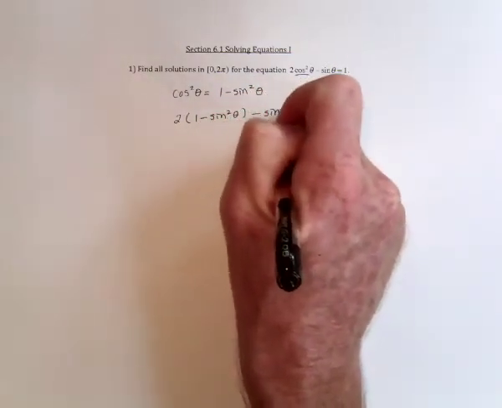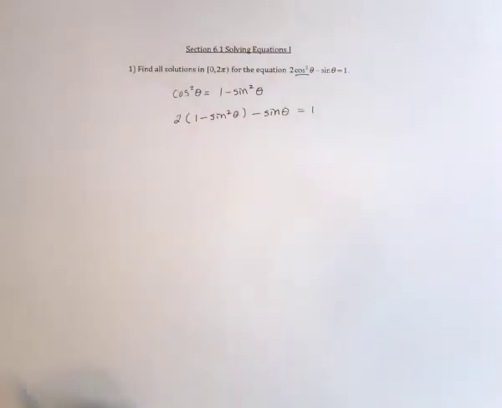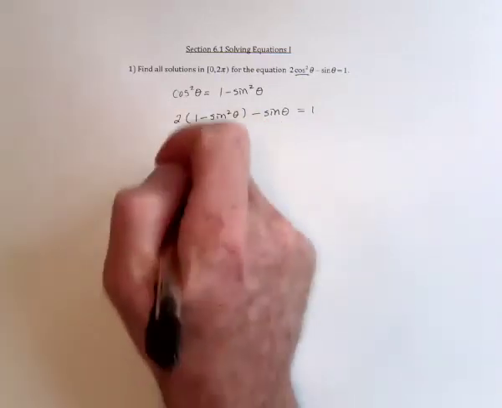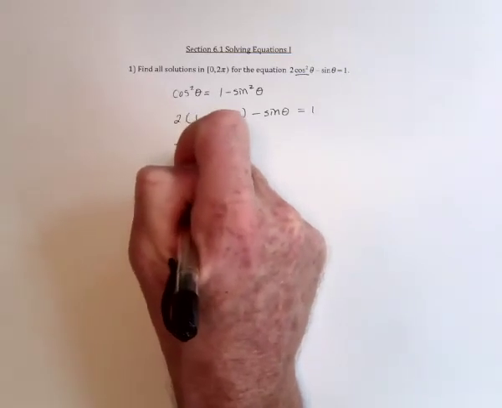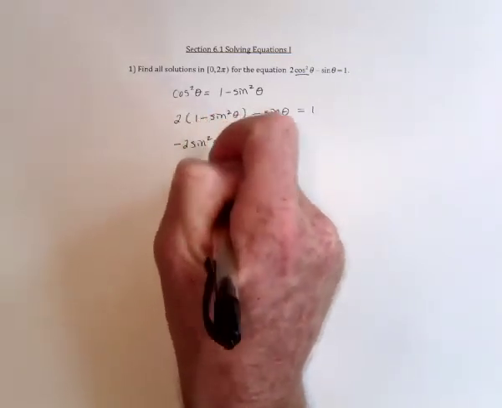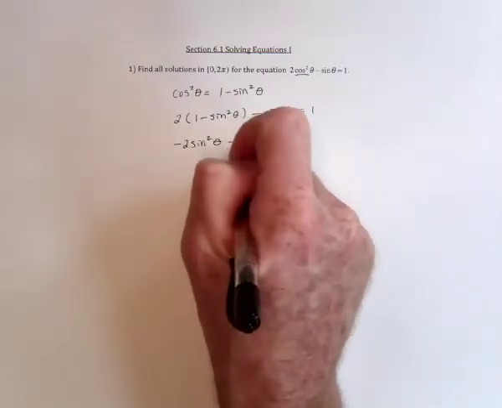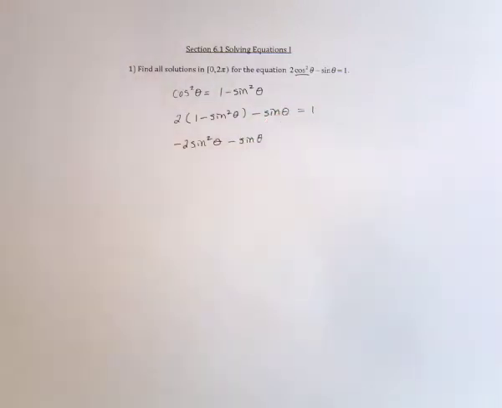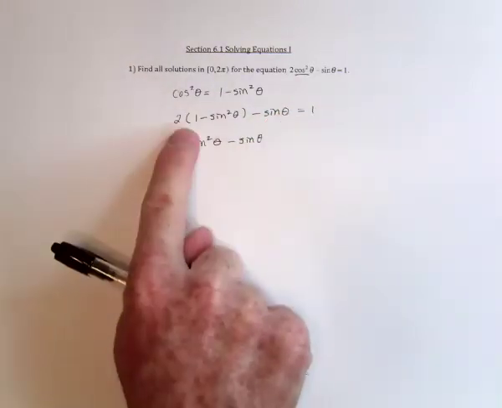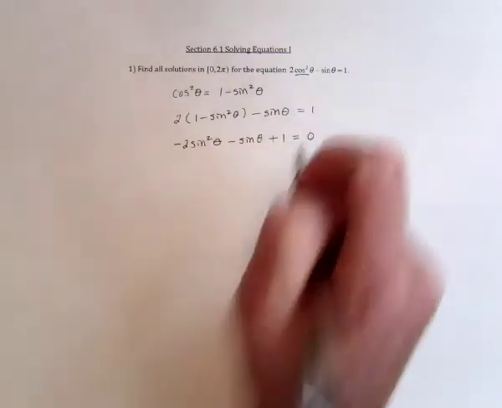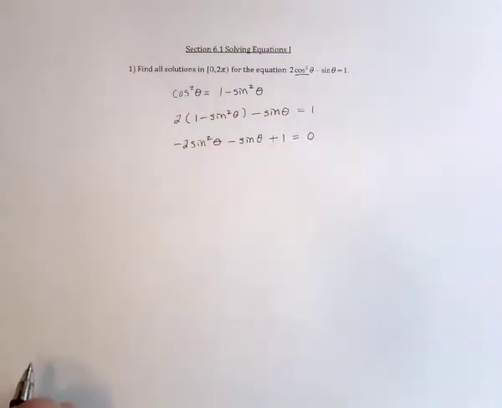And then recopy the rest, sine of theta, and then equals 1. And now we have a quadratic function basically. We've got a squared term, a non-squared term, and a constant. So if I put these in order, it's going to be negative 2 sine squared from distributing the 2, and then negative sine of theta. And then there's going to be a 2 from this, and then I should subtract 1. So that's going to be 2 minus 1 is 1, and now it's set equal to 0.